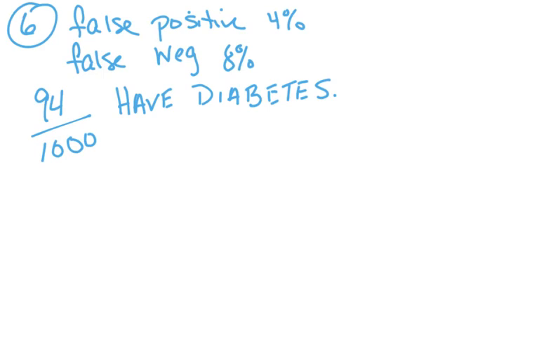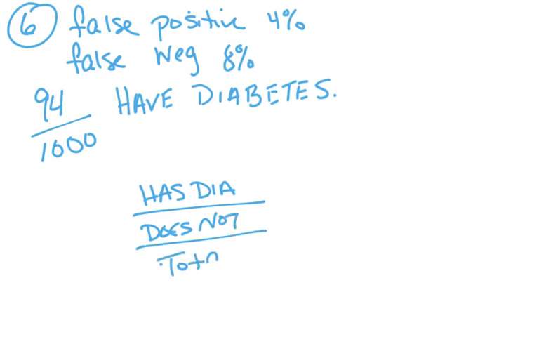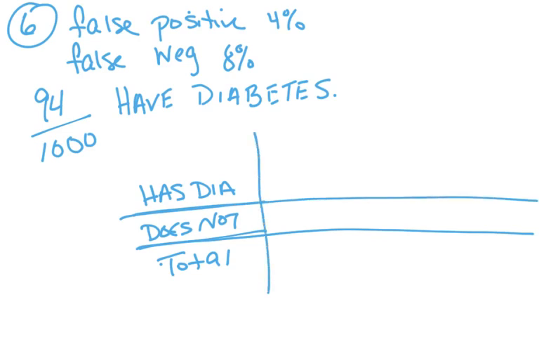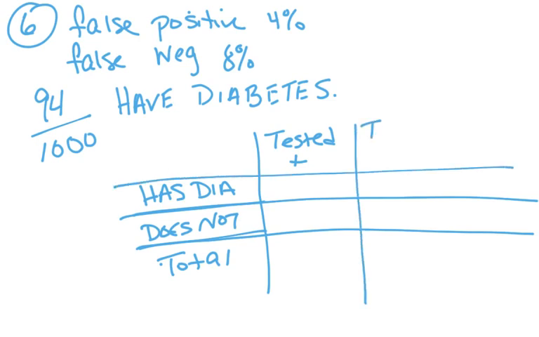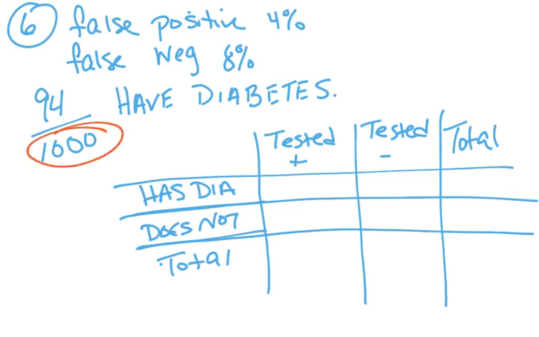So if I'm putting my table together, I'm going to have "has" and "does not" and my total running along here. And then I'm going to have tested positive, tested negative, and then my total here. From the problem, it says out of 1,000, so I know I want my total in the table to be 1,000.